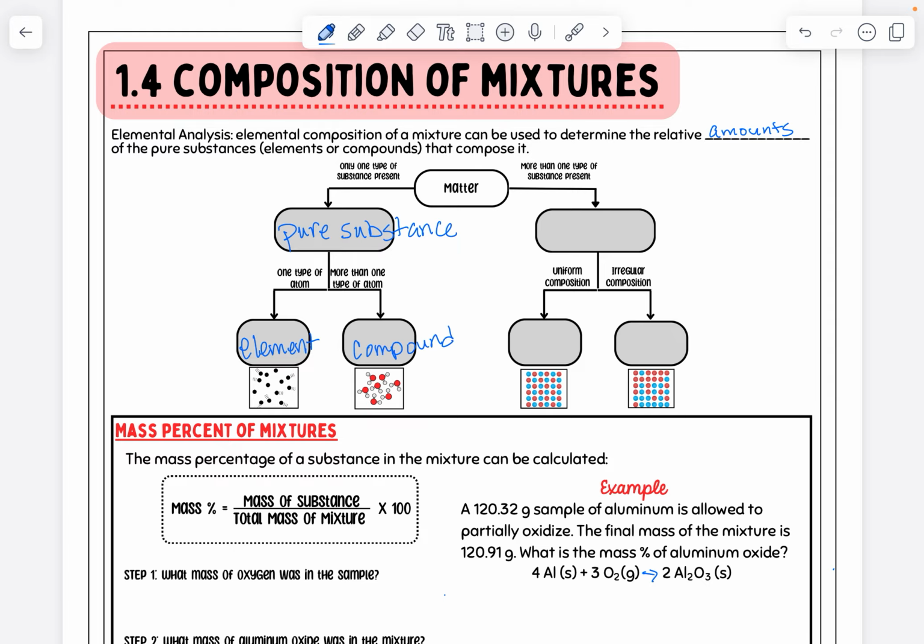Okay, so compound, the picture below is showing you water. But it's made up of a pure substance, which is water. And then matter, if it's more than one type of substance, meaning an element or compound that's more than one, you can have a mixture, and that's what we're going to focus on here. And mixtures can branch into two types.